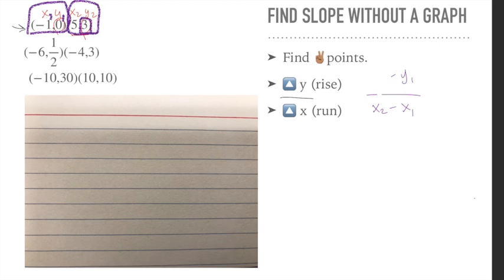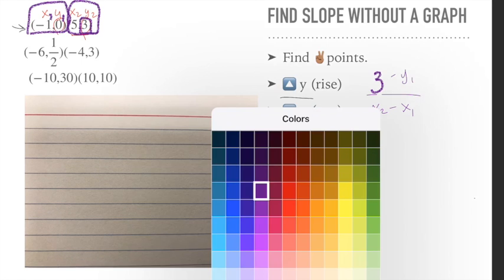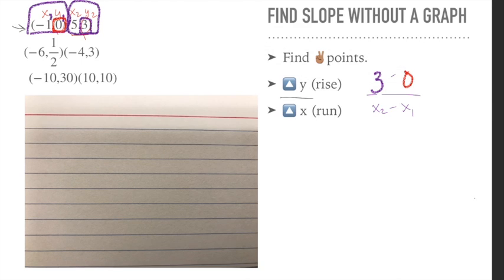And so we're going to grab the y value for the second point, which is a 3, and then we're going to grab the y value for the first point, which is a 0, and we're going to do the same for the x values. And now we can go ahead and do the calculation. 3 minus 0 is 3.